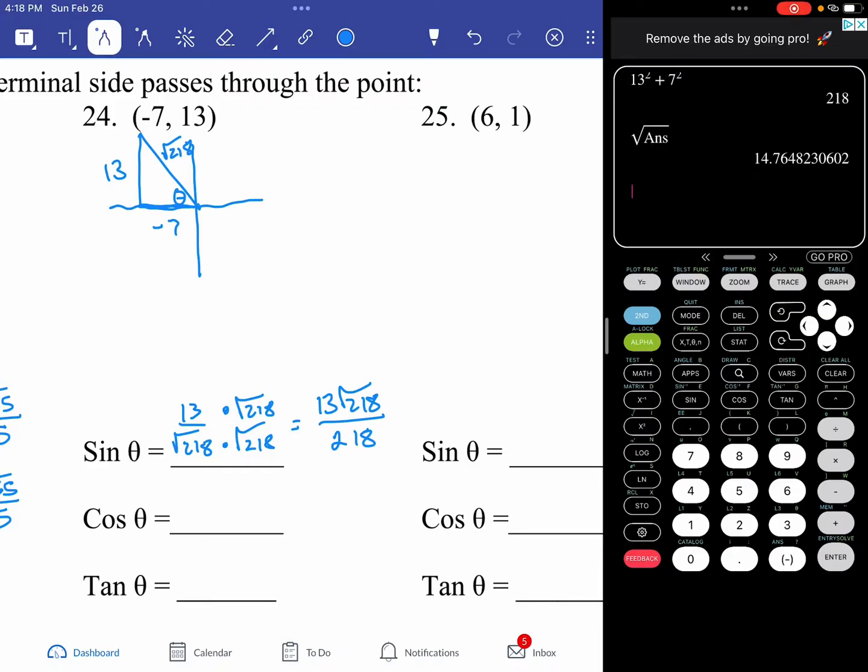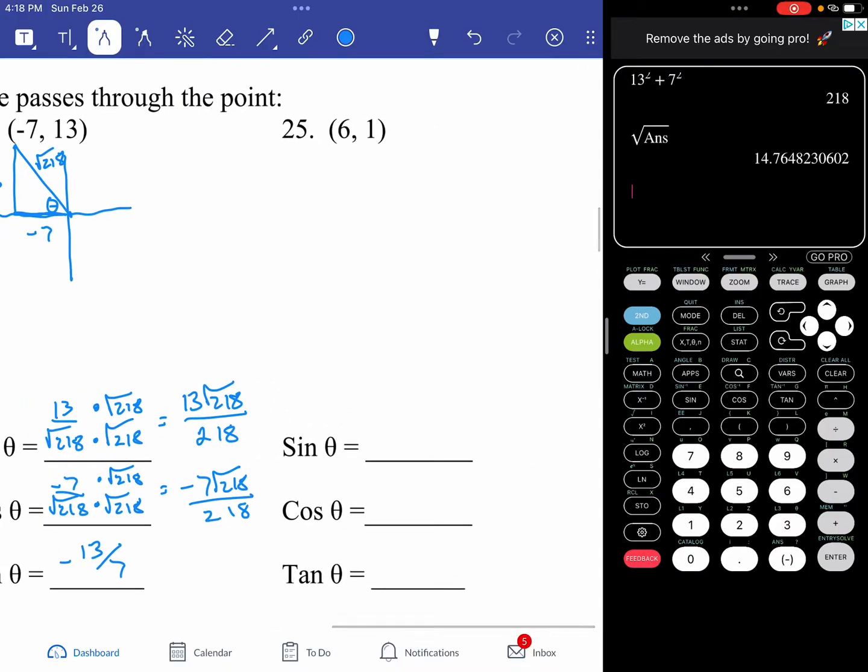The next one, the adjacent on the hypotenuse, we have negative 7 over square root of 218. Multiply that to the top. So we have negative 7 square root of 218 over 218. And finally, tangent is opposite over adjacent. Negative 13 divided by 7.